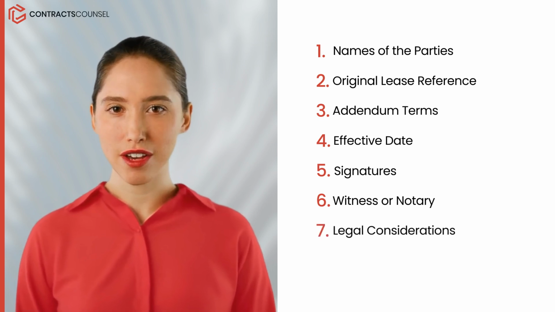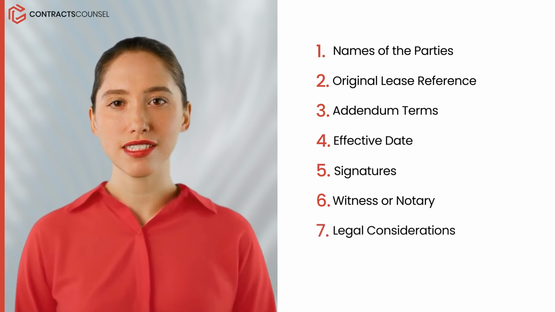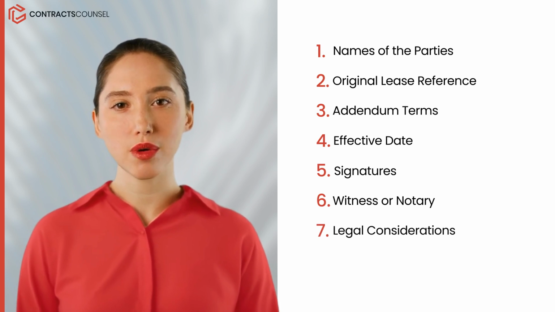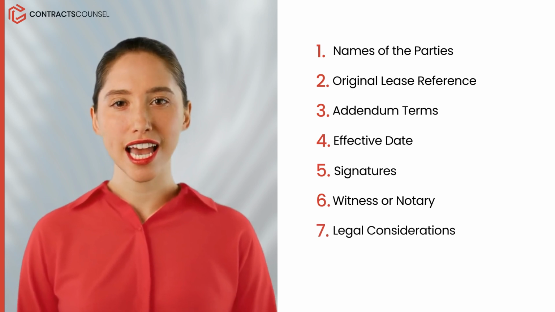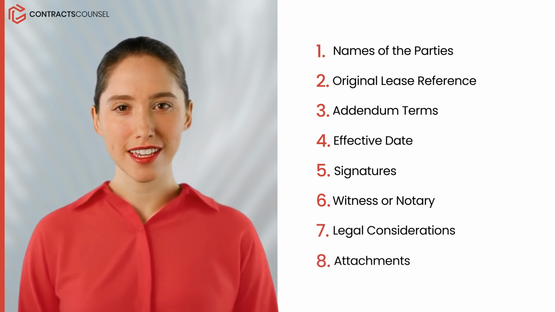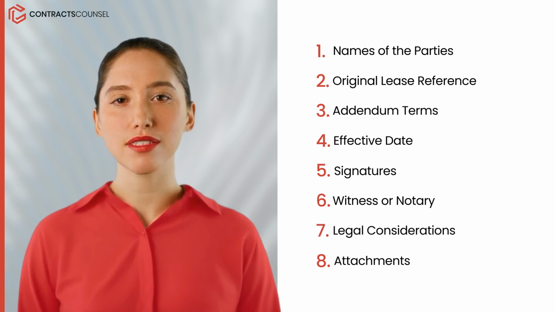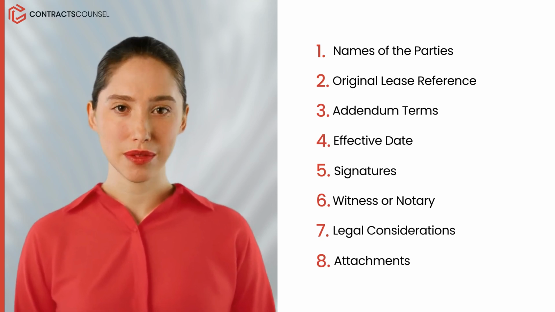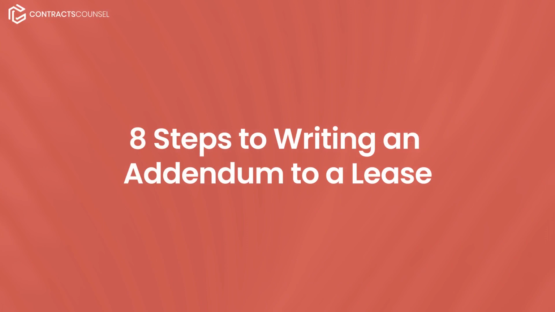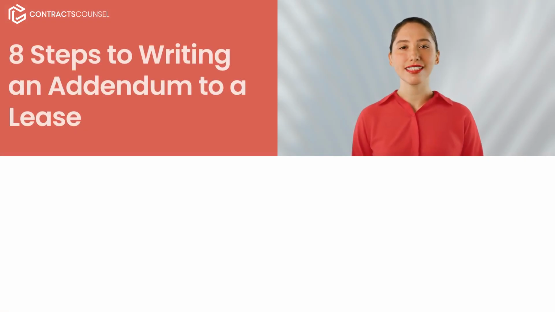7. Legal considerations. This ensures that all changes comply with local, state, and federal laws. And 8. Attachments. This includes any additional documents or exhibits referenced in the addendum. 8 steps to writing an addendum to a lease. Here is a list of 8 steps you can follow to draft your lease addendum.